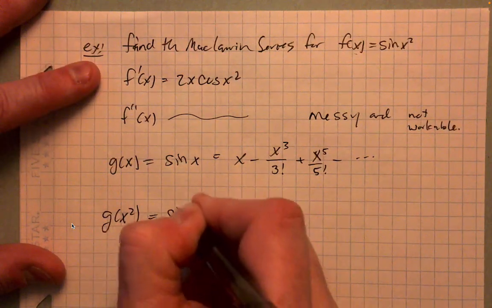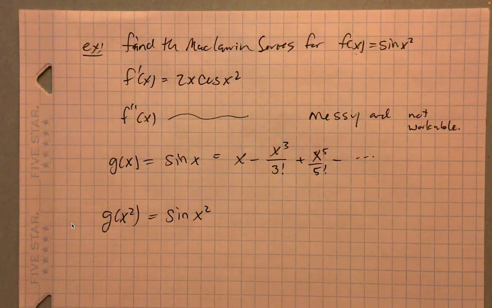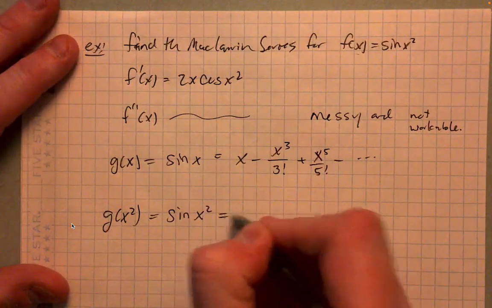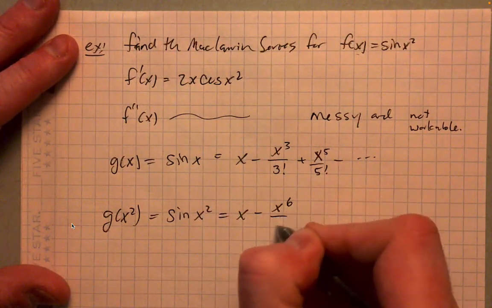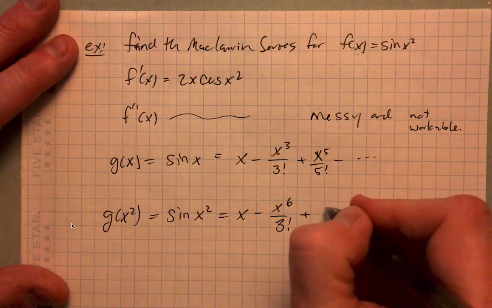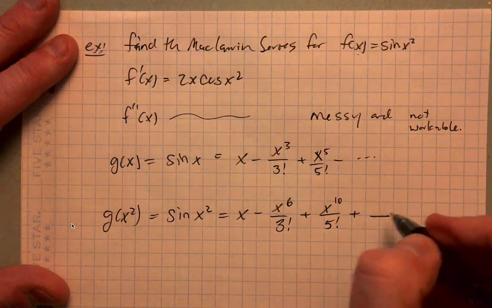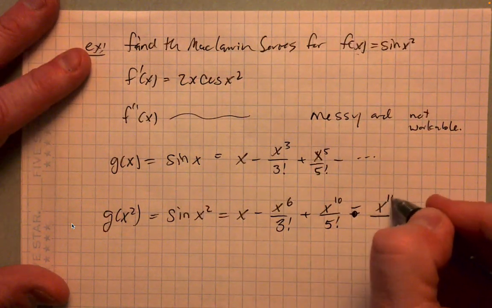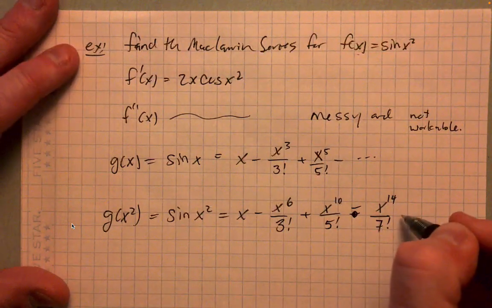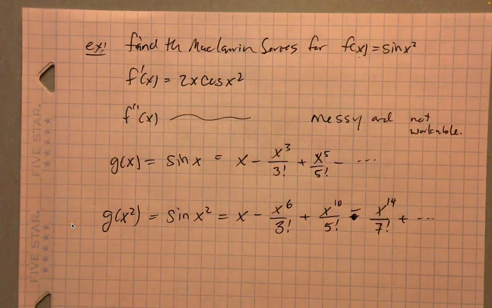G of x squared is equal to sine of x squared, and we saw what happens there, right? Previously we saw what properties of power series, if we exponentiate the argument, it's just like multiplying, right? So we should get x minus x to the 6th over 3 factorial plus x to the 10th over 5 factorial minus x to the 14th over 7 factorial plus and so on. So that's sine of x squared.